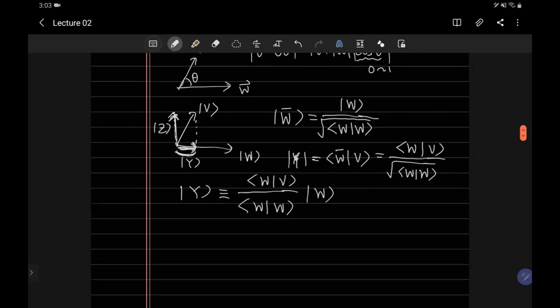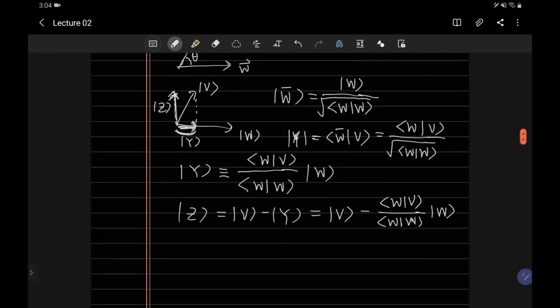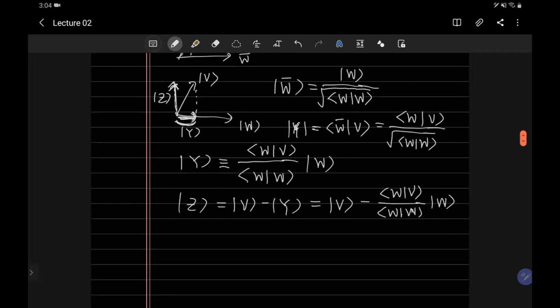And then how can you find the z vector? It is simple, because it is the z component of the v vector when we subtract this one. So it is v minus y, and now it is v minus w v over w w times w. Okay, so that is the definition of z.